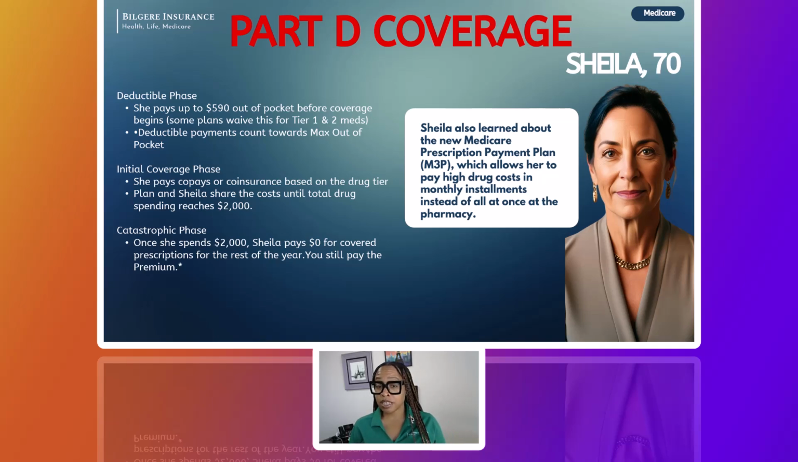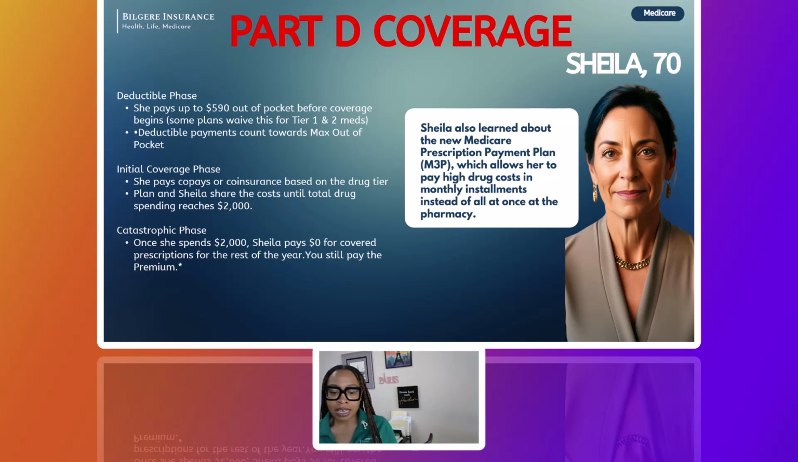Here's when we get into the M3P. If you have a very expensive drug, they'll take that total big amount that you are responsible for the whole year, and they'll break that down into monthly installments. So that way you don't have to come up with it all up front and you're able to still have your medication. Once you spend $2,000, then you will pay $0 for the covered prescriptions for the rest of the year. You still pay your premium if you decided to keep Part D separately.